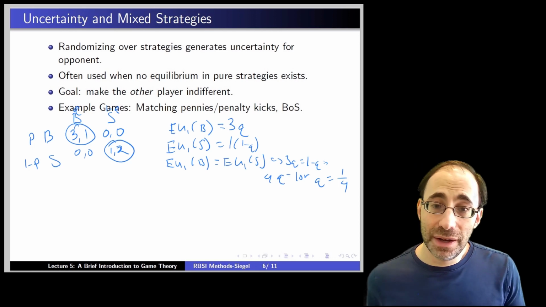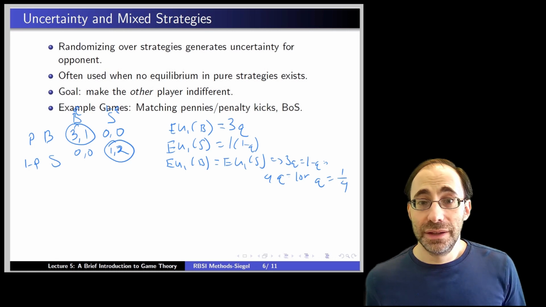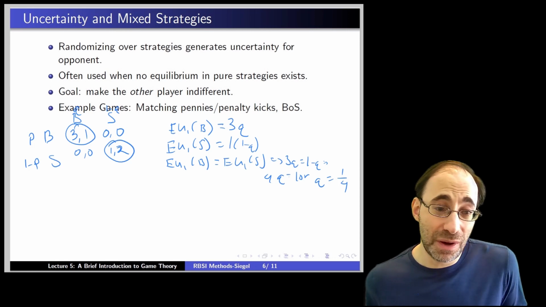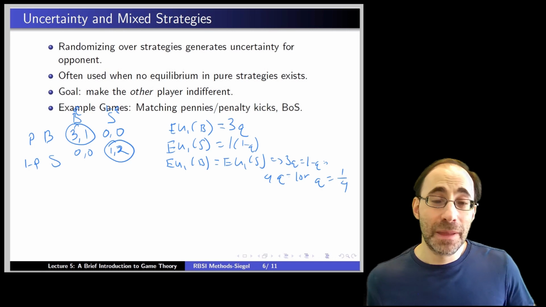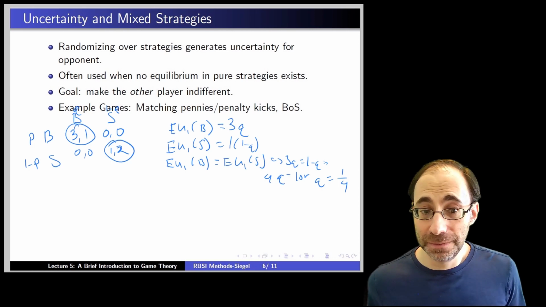And you see, player 2 must play B less often than S to make player 1 indifferent, because player 1 really wants B instead of S, right? So to make player 1 indifferent, player 2 has to make sure not to play B very much.